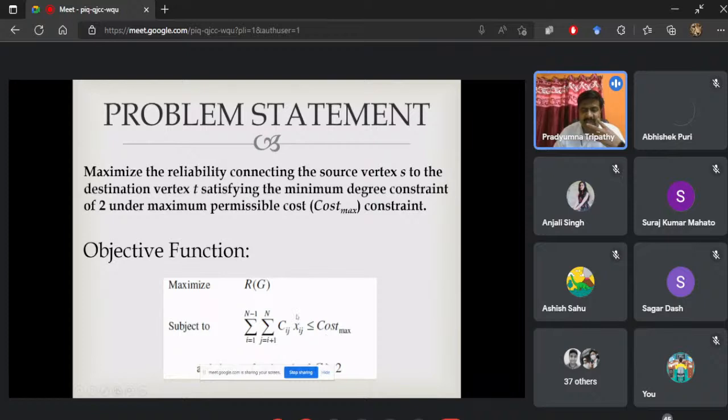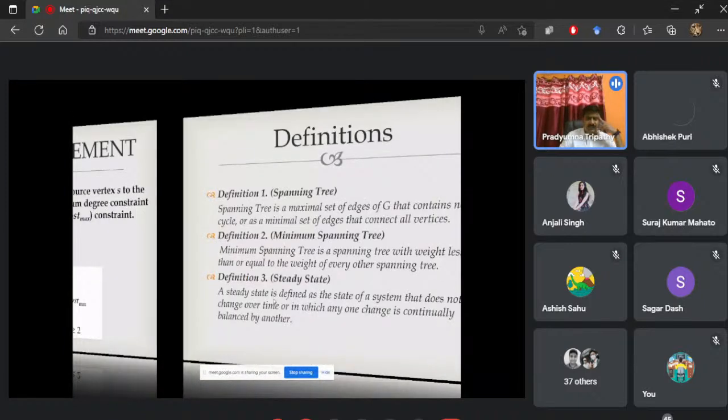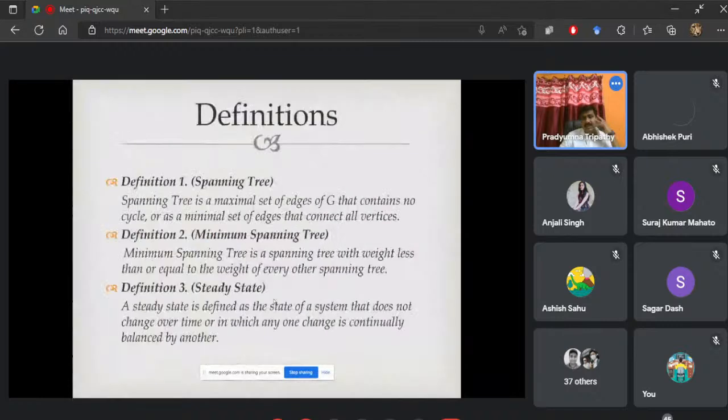That is now the objective function. So now, how do we solve this problem? We have a genetic algorithm approach for the same. These are spanning tree definitions that you already know. A spanning tree is the maximal set of edges of a graph that contains no cycles, and a minimal set of edges.